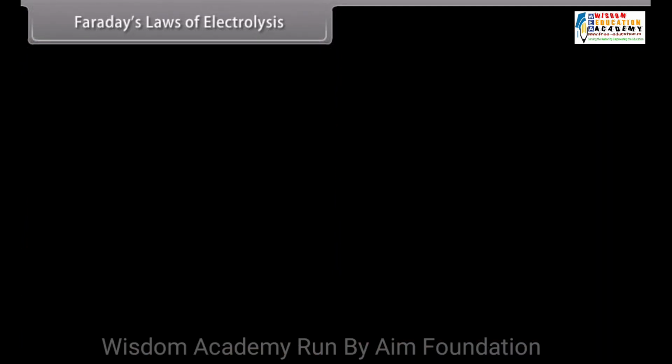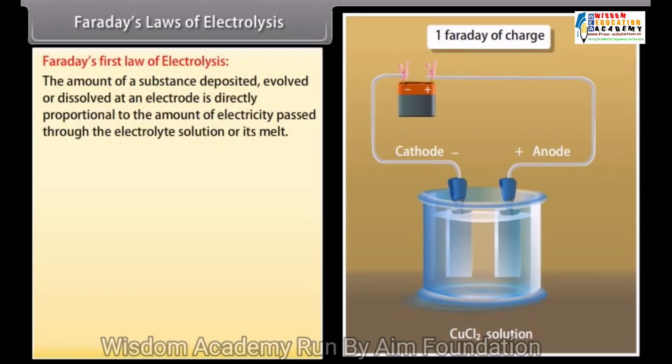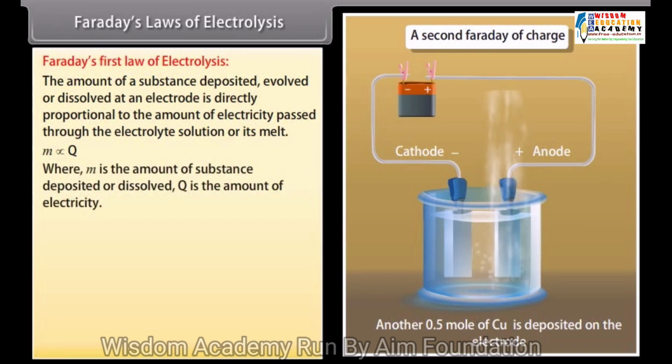Faraday's laws of electrolysis. Faraday's first law of electrolysis. The amount of a substance deposited, evolved, or dissolved at an electrode is directly proportional to the amount of electricity passed through the electrolyte solution or its melt. M is directly proportional to Q, where M is the amount of substance deposited or dissolved. Q is the amount of electricity. We know that Q is equal to I t. Therefore, M is directly proportional to I t.